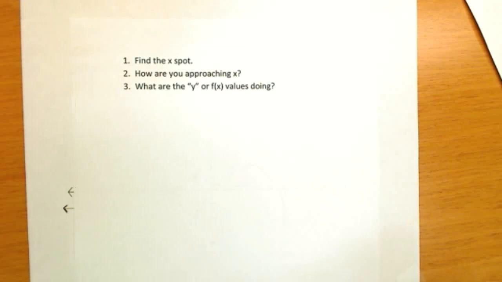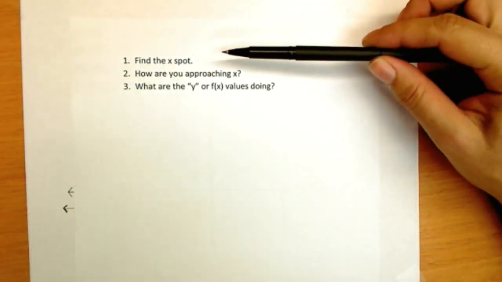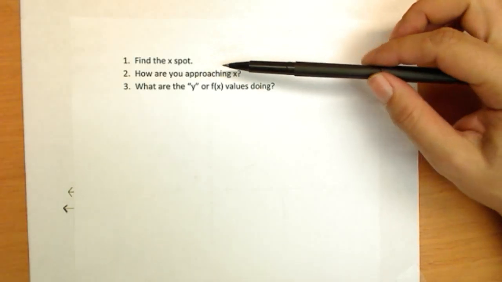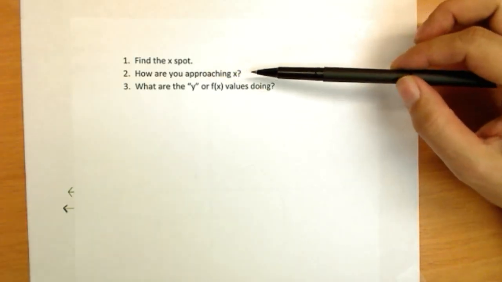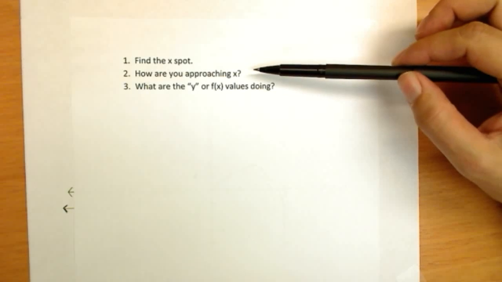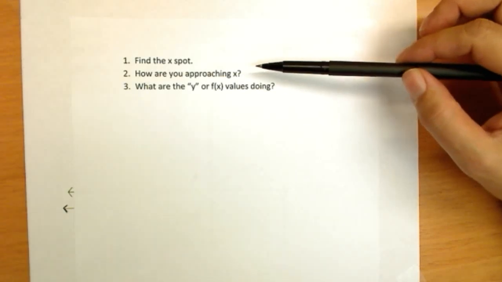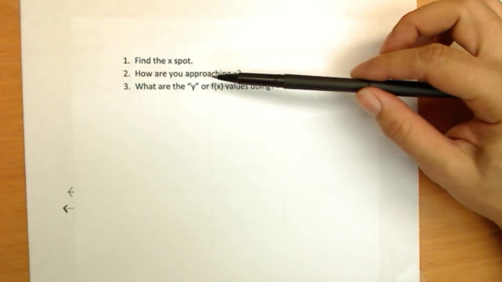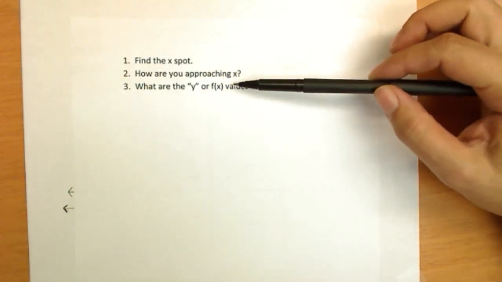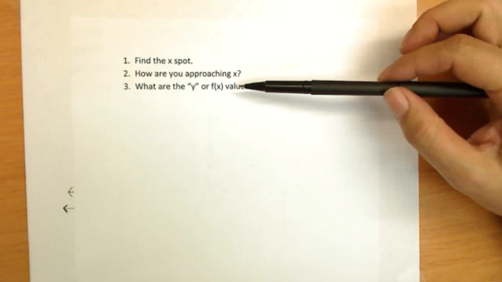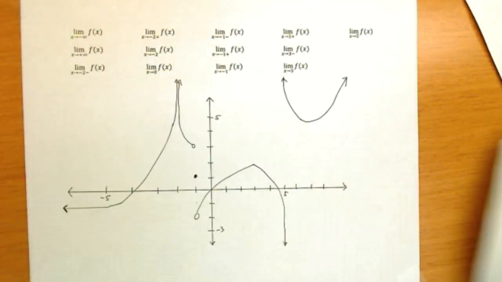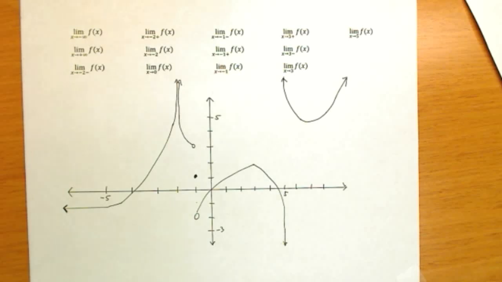The first thing we're going to do is find this x spot. So where on the x-axis are we talking about with each limit? Then the second question is, how are we actually approaching this x? A limit is a value approaching something. So is it approaching from the left or the right, or do both sides need to agree? And then the actual question of a limit is always asking for a y or f of x value. So what are the y's or f of x values doing as we approach this x value? Let's take a look at these, and we'll simply start with each one and do them in order.